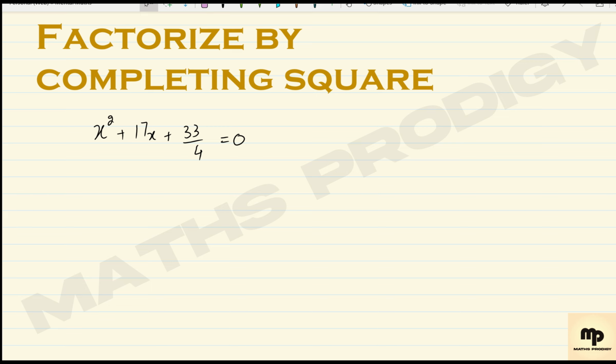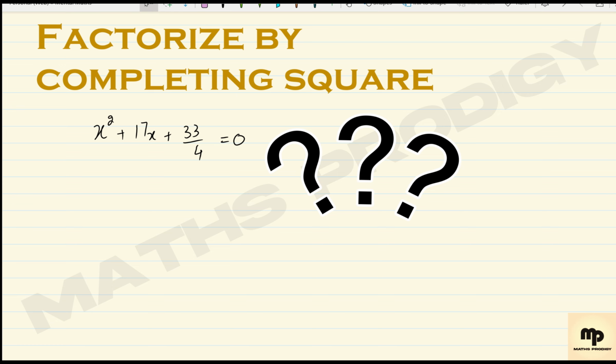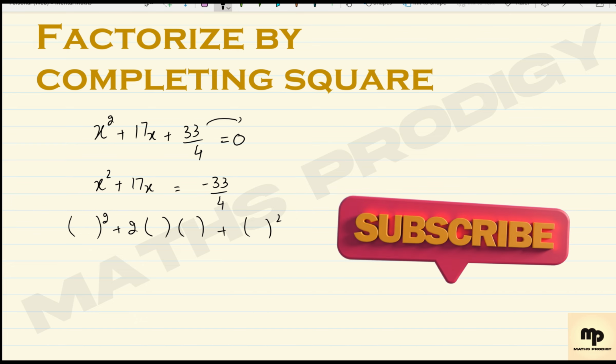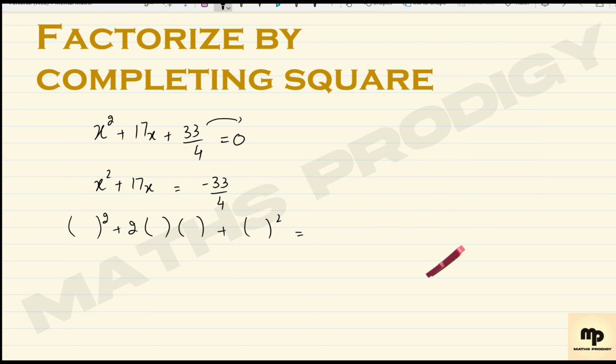Today's topic is factorize by completing the square. If you have to complete the square, you know that the basic method is that we'll use one of the algebraic identities. The first method is you start by simply taking this value over there. That will be minus 33 over 4. As you remember, the first algebraic identity is a square plus 2ab plus b square equals, I'm just writing the formula, equal minus 33 over 4.